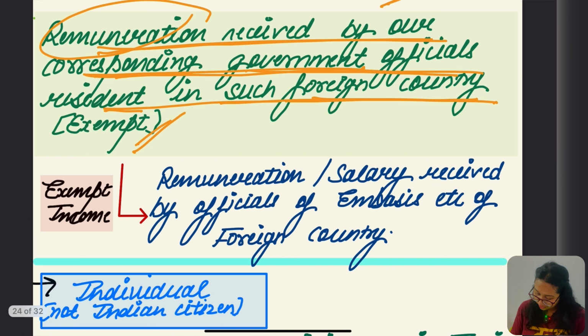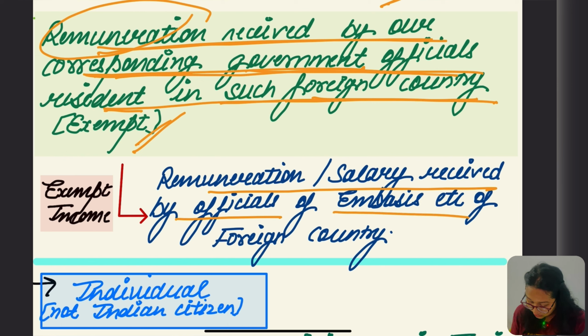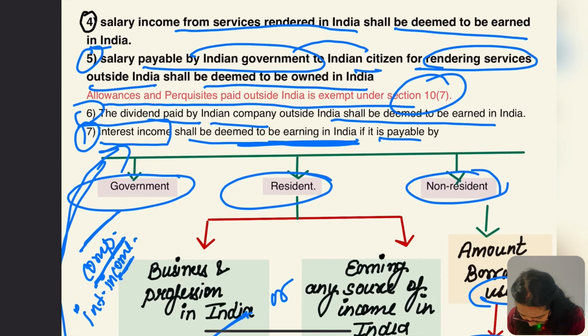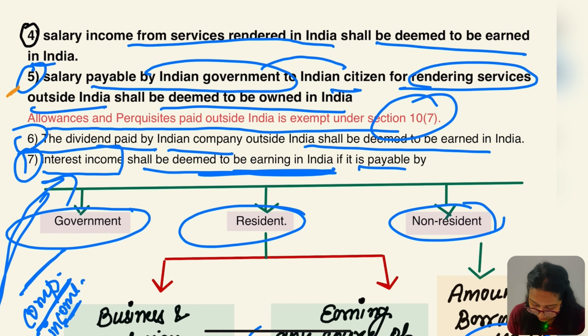Now let's check which income. The remuneration salary received by officials of embassies etc. of the foreign country is going to be exempt. What I told you in the earlier point, mark this point. Which point? I'll tell you. This point, and the fifth point I told you, please note it: salary payable by the Indian government, the salary paid by the Indian government to the Indian citizen who is rendering service outside India, would be deemed to be earning in India, right?